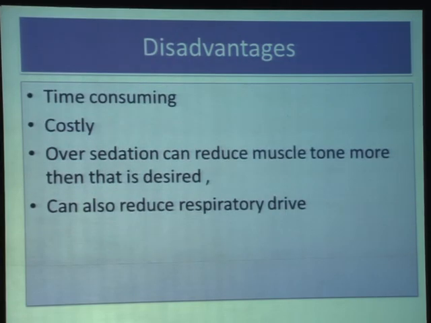Yes, it is time consuming. Yes, it is costly. And more importantly, over-sedation can reduce muscle tone more than you want. That's also very important. So if you have target-controlled infusion, you have BIS, you can iron out these things. And it can also reduce respiratory drive because after all, propofol is an agent that is used to induce anesthesia. So if you are reducing the respiratory drive, you're actually stimulating central apnea, and that's not what our aim is.